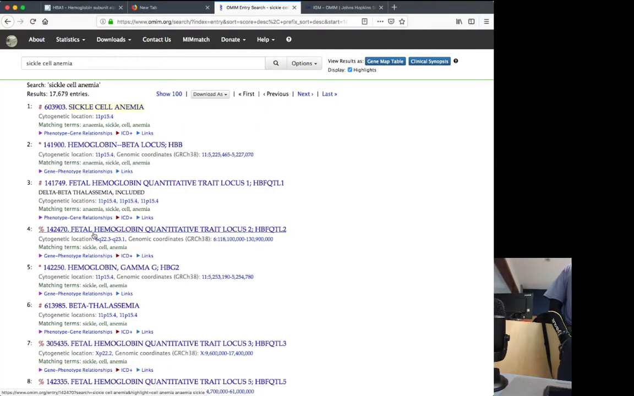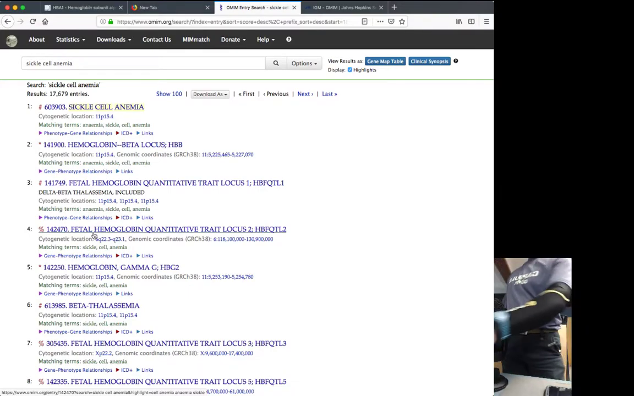The same for this one, fetal hemoglobin quantitative trait. You can always associate a thalassemia, which is pretty much another way of saying anemia, with mutations in these proteins in hemoglobin, fetal hemoglobin, gamma hemoglobin. Remember what this percentage stands for?